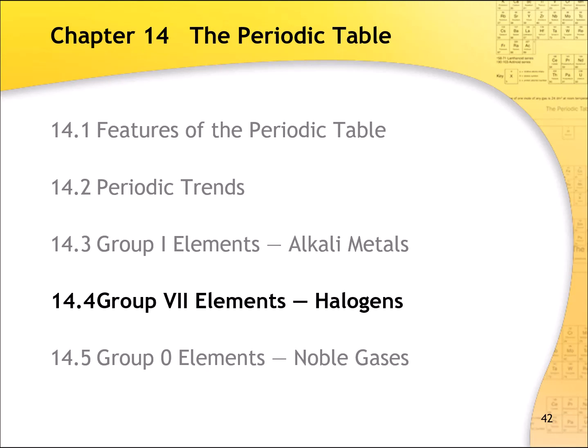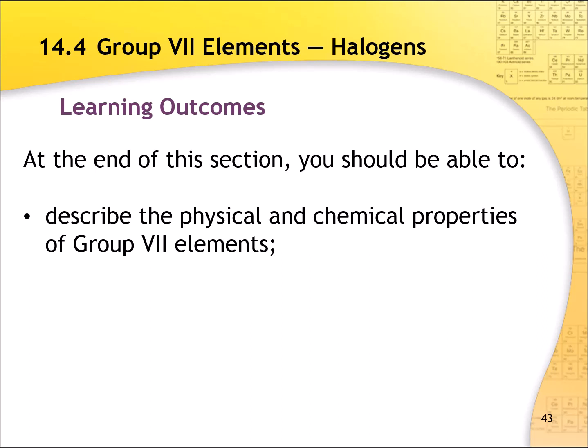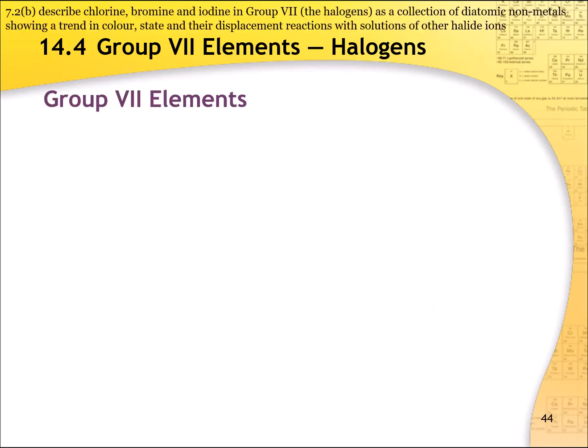Group 7 elements, the halogens. In this section, you will learn about the physical and chemical properties, that means reactions, of group 7 elements. They are also called the halogens. I will also predict the properties of group 7 elements using the periodic table.